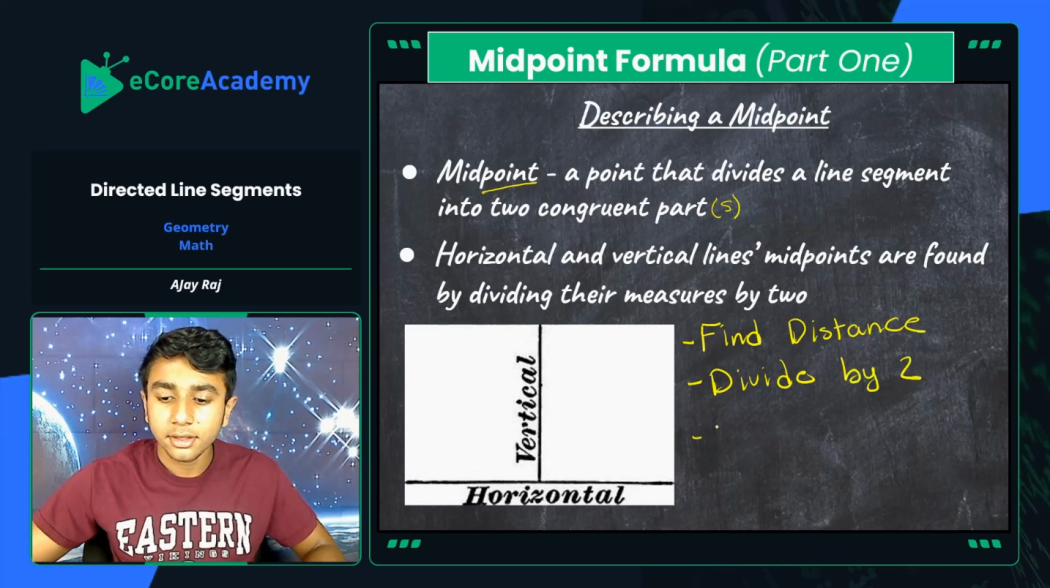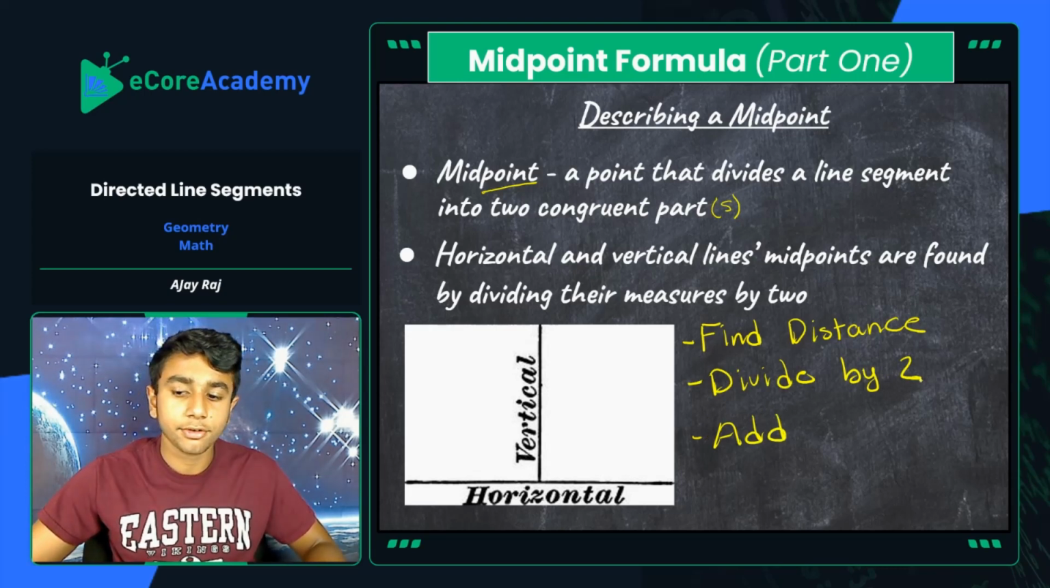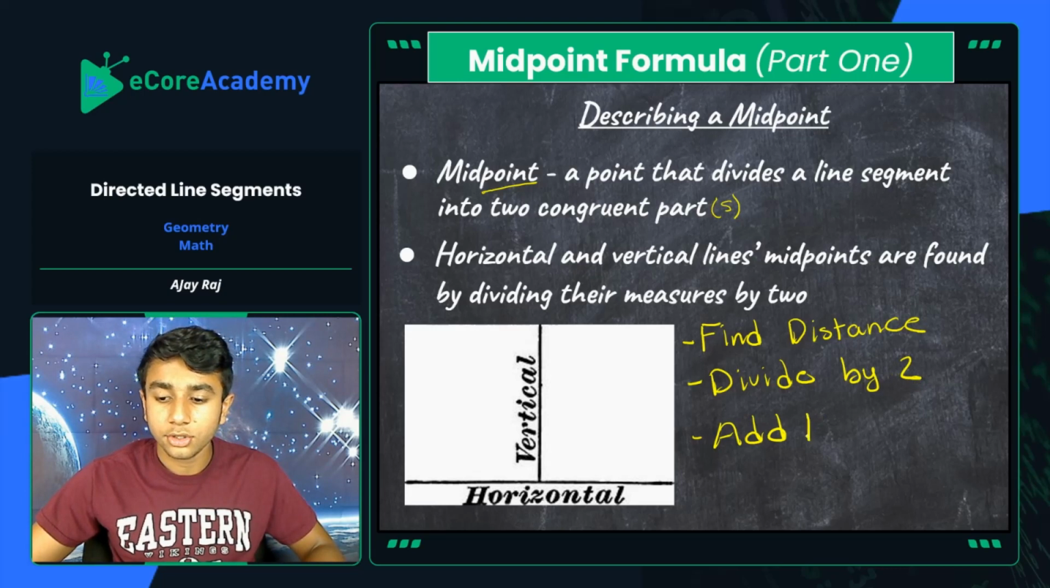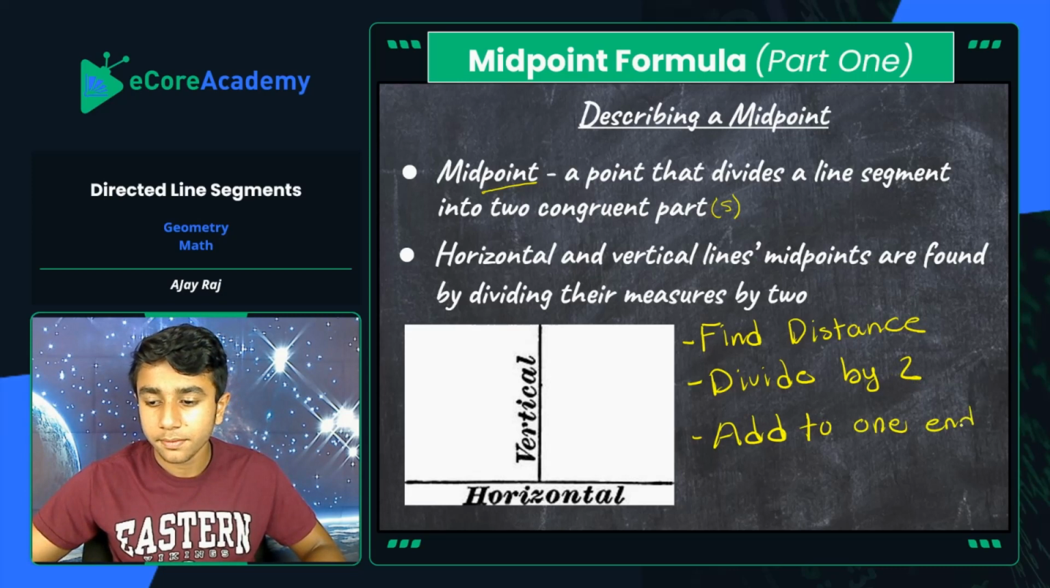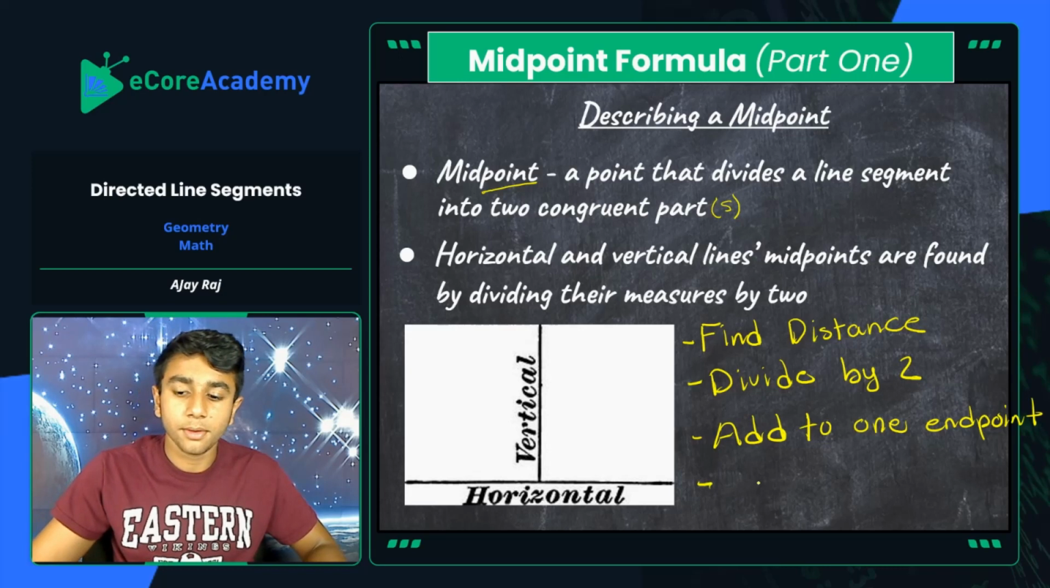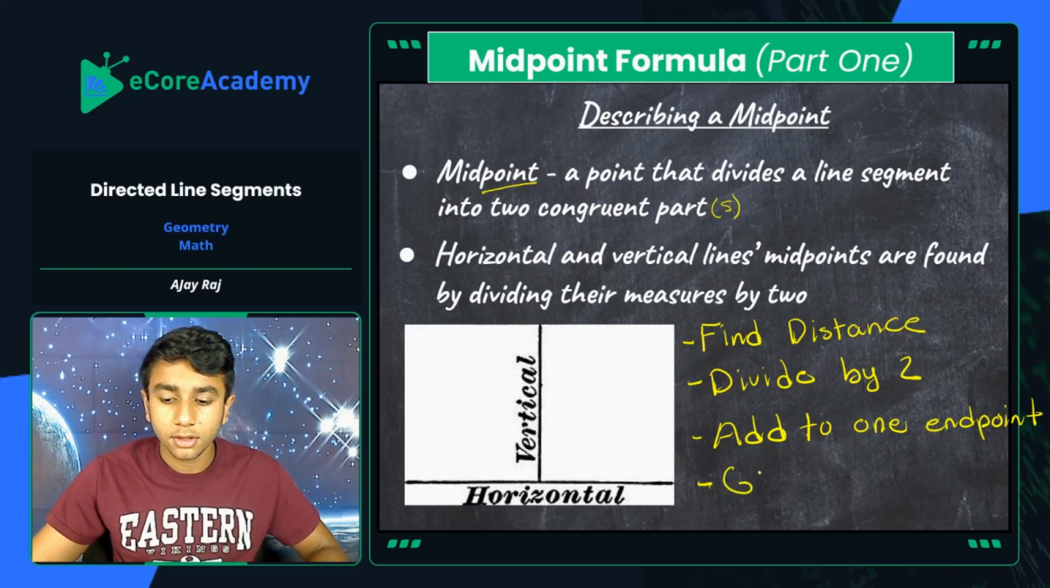And then you're going to add this value here, whatever value you get after dividing the distance by 2, you're going to add to one endpoint of your line segment. And finally, once you've combined it with your endpoint there, you're going to get a new distance. You're going to count off from your coordinate, and then you're going to find the midpoint coordinate and give midpoint coordinate. And that'll be the midpoint of your line segment.